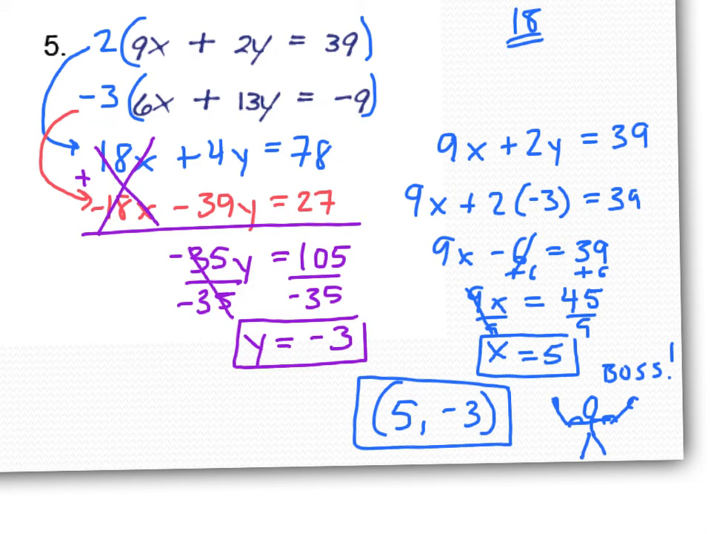Then I canceled out the x and solved. I got negative 35y equals 105. Divide by negative 35: y equals negative 3. Good, I found one of them. Now once I found one, the rest should be easy. You take one of your original equations. Notice I took the original equation, not after I adjusted it, but the original. So 9x plus 2y equals 39. I plugged in negative 3 for y, solved for x, and got x equals 5. Writing as a point, I got (5, -3).